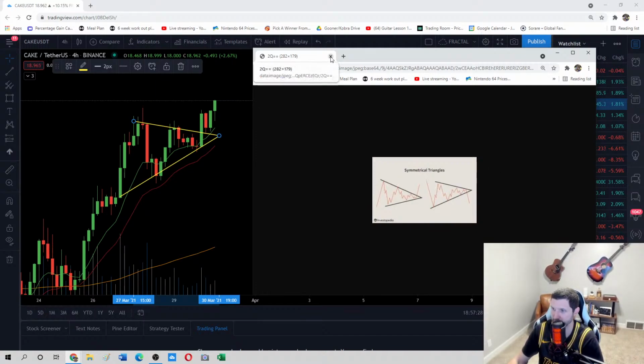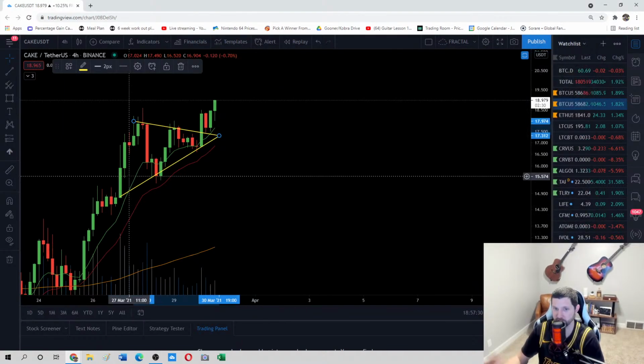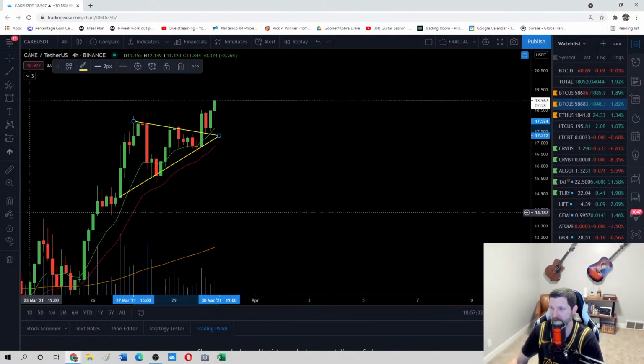So we call these continuation patterns, and there's reversal patterns, okay? Ascending triangle, usually a continuation pattern. Let's see if I can find a picture of that.